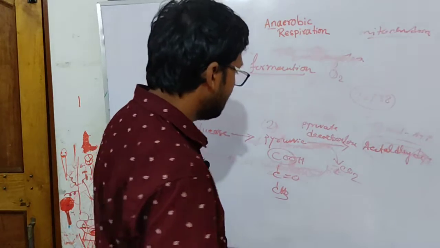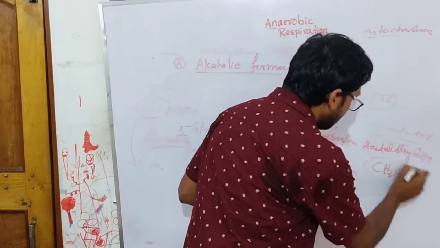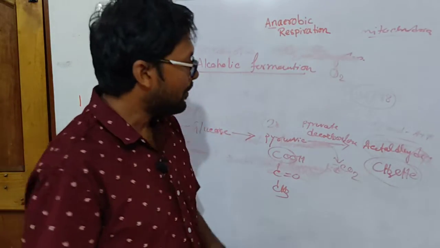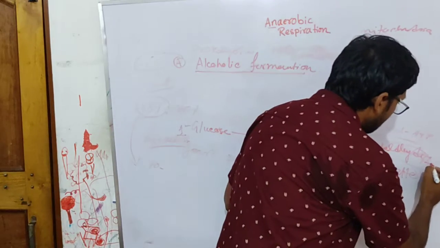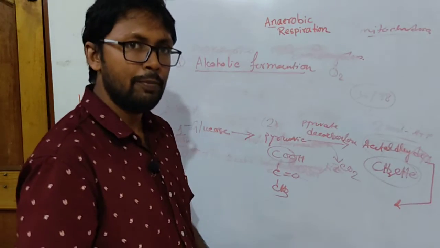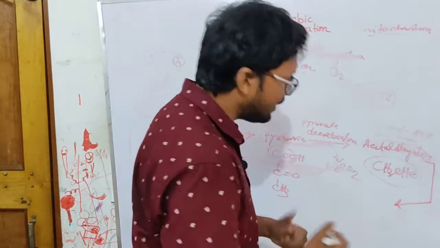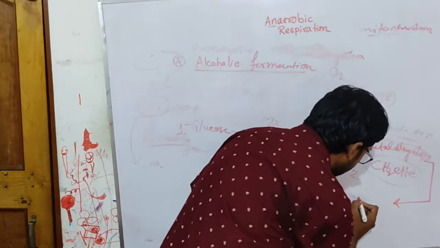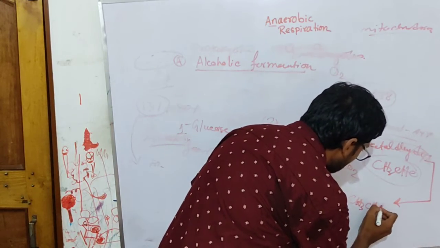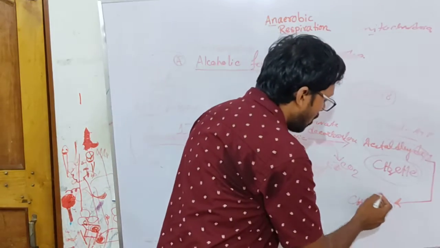What acetaldehyde? CH3CHO. Acetaldehyde. Now, from acetaldehyde, what will happen? Ethanol will be produced. How is the ethanol produced? That is the ethanol, that is CH3CH2OH, that is C2H5OH. Ethanol. How many molecules?